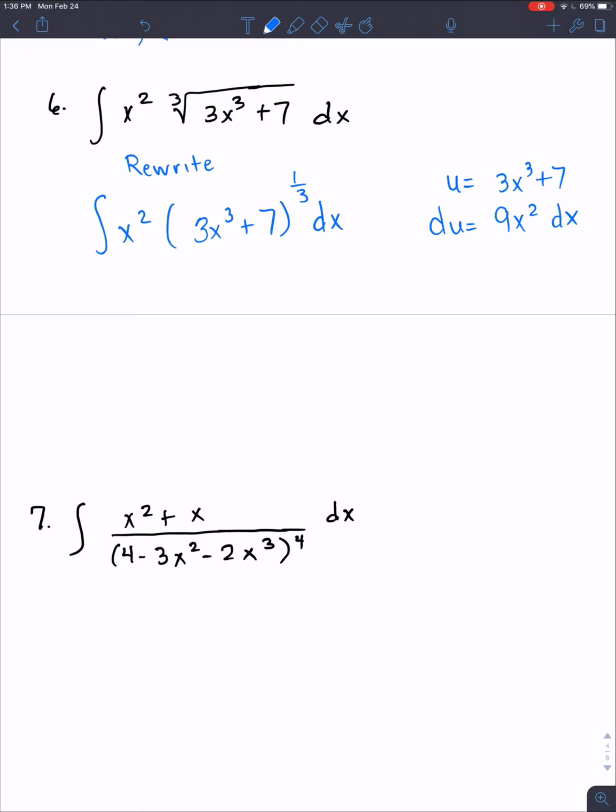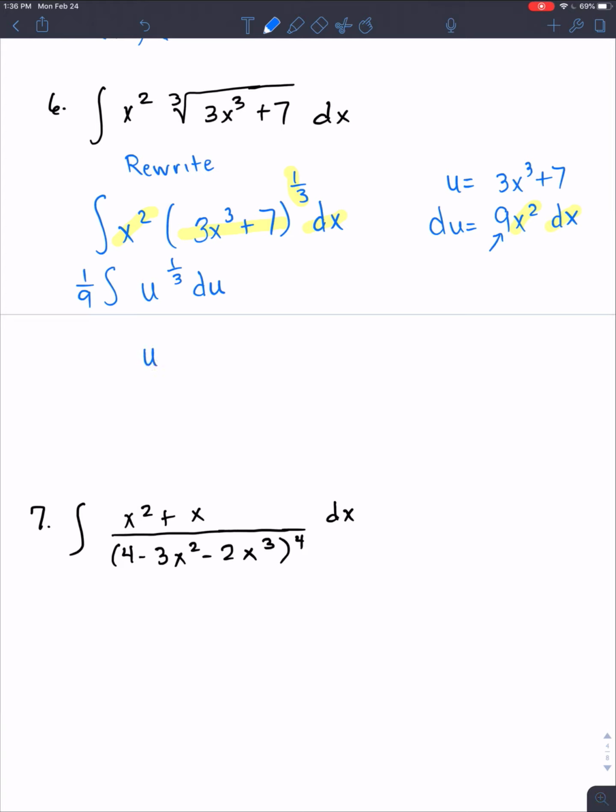And after we determine u and du, then we come over here, and if we write this as u to the 1/3 power du, so u to the 1/3 power, and then du is, you can see the x squared dx portion is there. The only thing that's not is the 9. So to account for that, we're going to pull out a 1/9. Now everything's there, everything is accounted for. So at that point, you're ready to integrate.